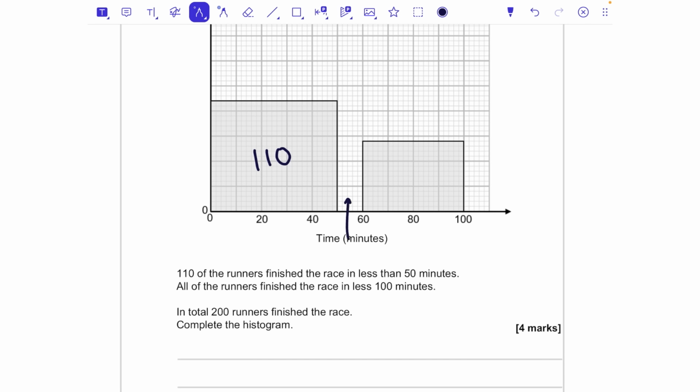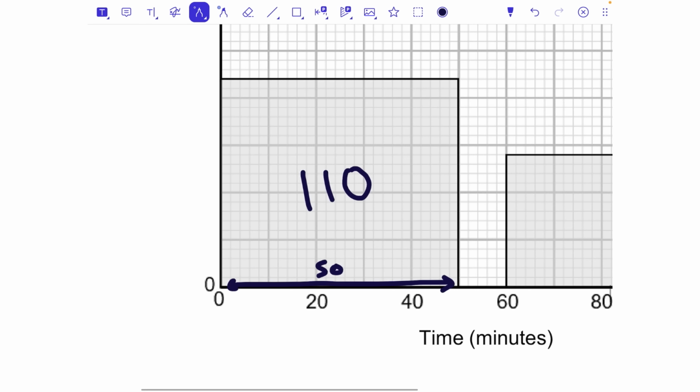So we've got a bar missing here, and we know that all of the areas need to add up to 200 because that is the total frequency. Now this bar here has a width of 50. So if I do 110 divided by 50, I will find out what the height of that bar needs to be in order for that area to be correct, and that is 2.2. So this here must be 2.2. And that leads me nicely to believe that this is 1 and this is 2, and each little square is 0.1.